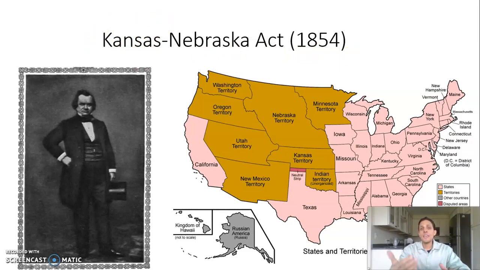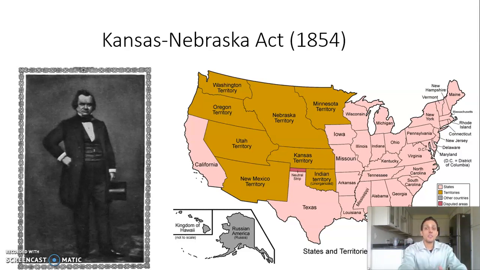Okay, so the Kansas-Nebraska Act of 1854 is the brainchild of famous Senator Stephen Douglas from Illinois. Now, if you look at the territories that are in question here, the Kansas and Nebraska territory, they are a part of the Louisiana territory. So this should be governed by the Missouri Compromise and the 36 degree 30 north latitude line.